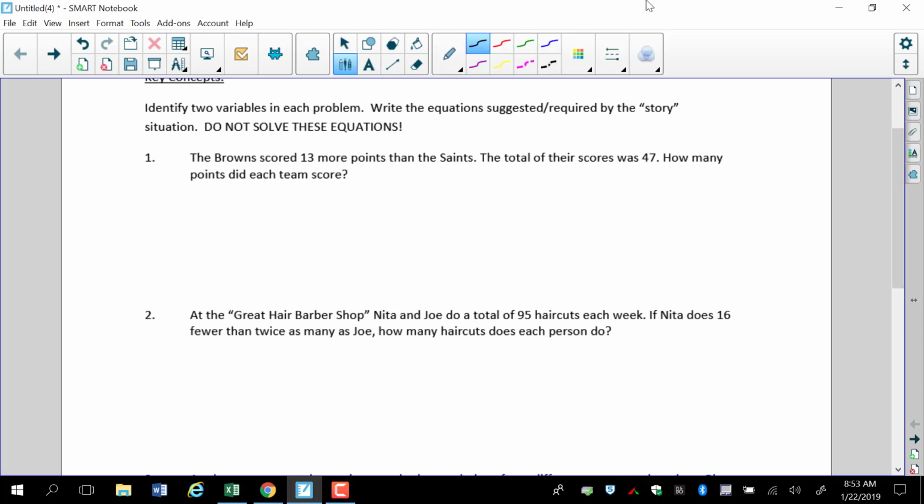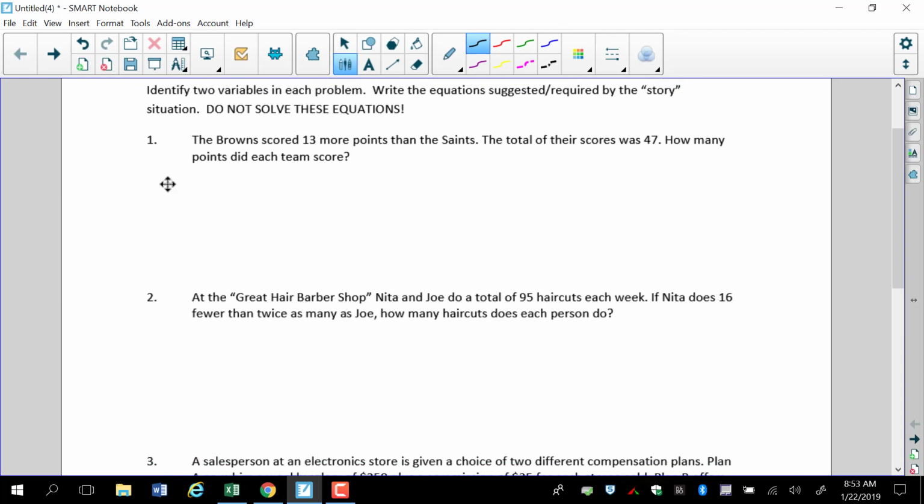What I like to do now is just go through here. What I like to do first is indicate what each of the variables stands for. So B is points for the Browns, and let's just do S. I'm actually going to use T. I don't like using S because it looks like 5 is points for the Saints. And I think it's important to always indicate that first. What do these two stand for?